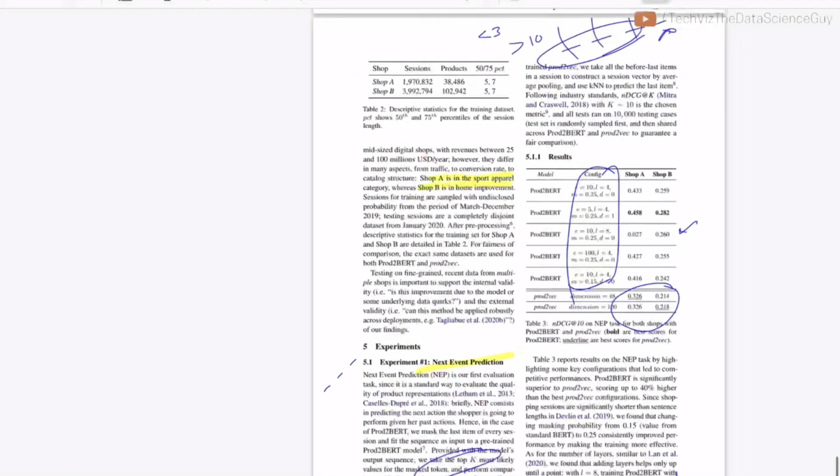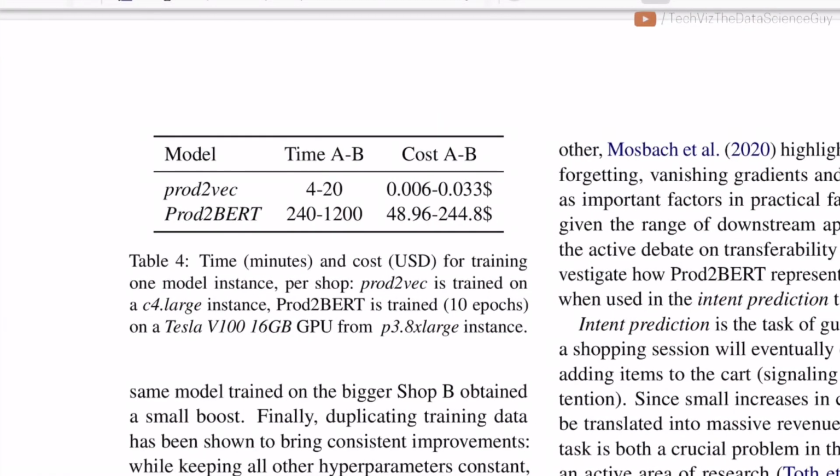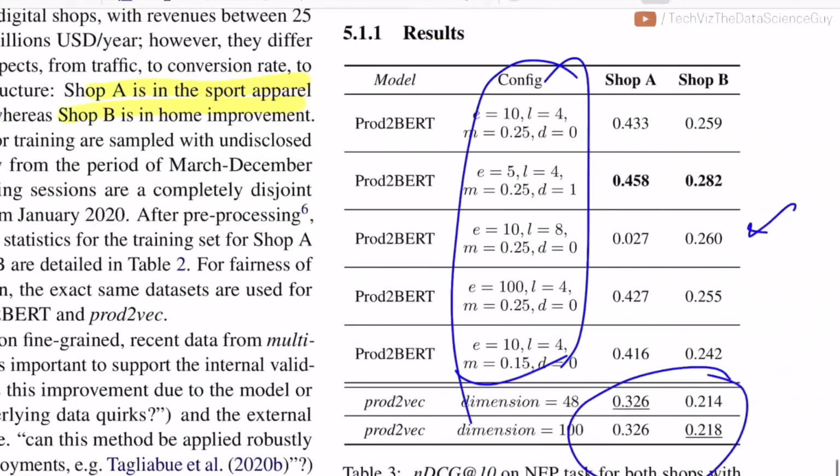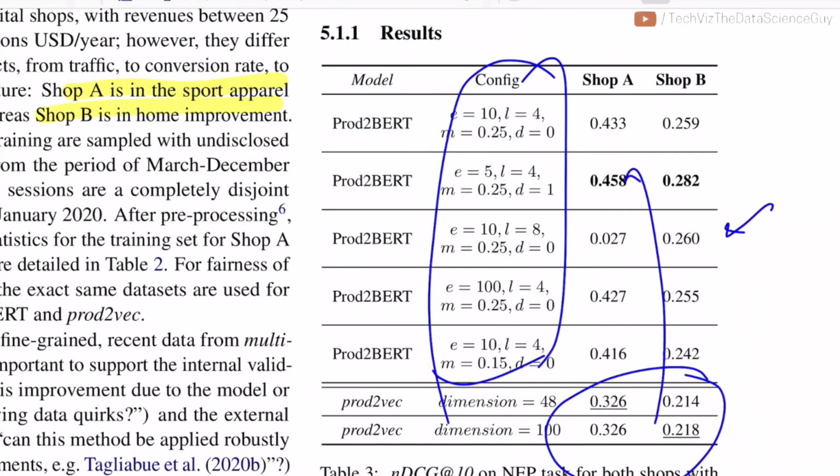Okay, and talking about the time it takes and the cost associated with training one of the model instances. For prod2vec, the time taken was roughly around 4 to 20 minutes, and the cost associated was $0.006 to $0.33, whereas it is very high in prod2BERT: up to 1200 minutes, and it costs you somewhere close to $48 to $250. So yeah, this is the trade-off that you get for the accuracy boost, roughly around a 10-point increase. Okay.